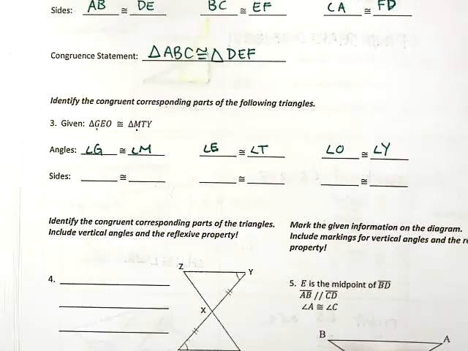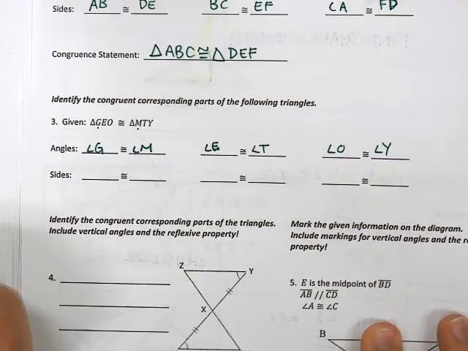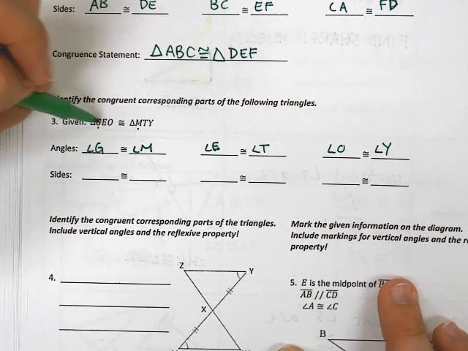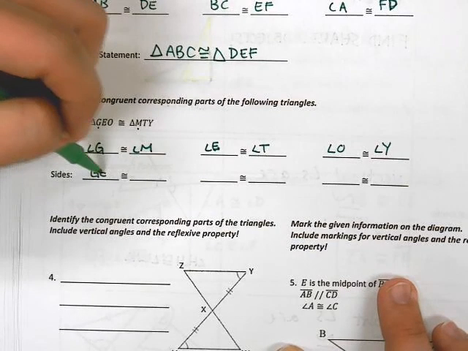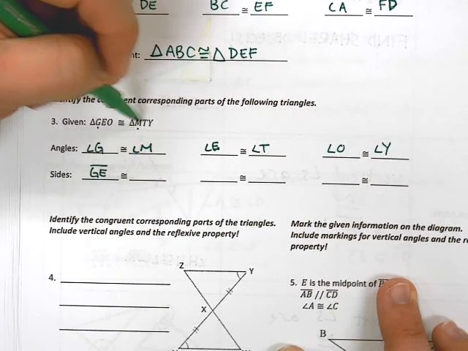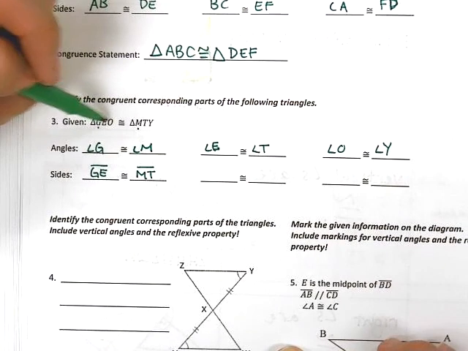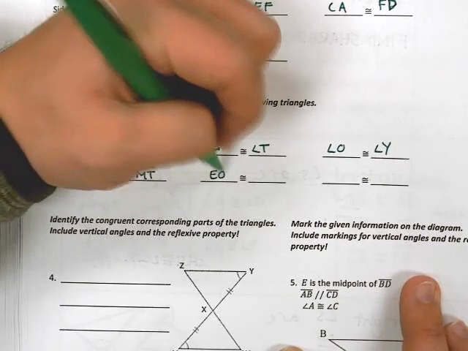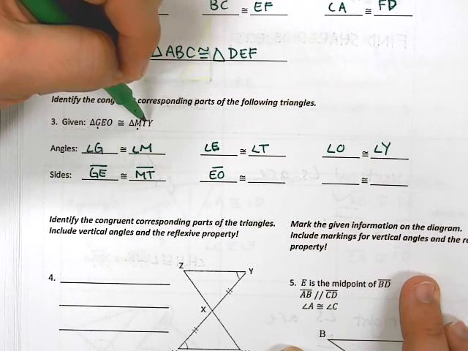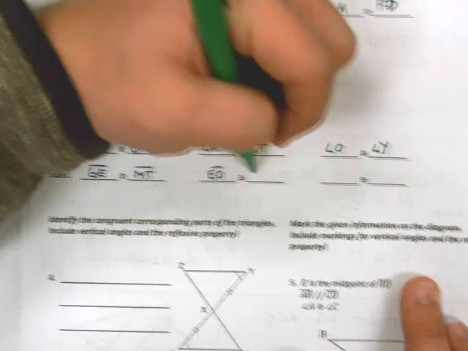Sides, it's the same thing, it's just now you have pairs. Okay, you're going to have pairs of letters. So let's go GE, first second, to first second, MT. Let's go second and third. So EO, which is second third of my first, second third of my second is TY.